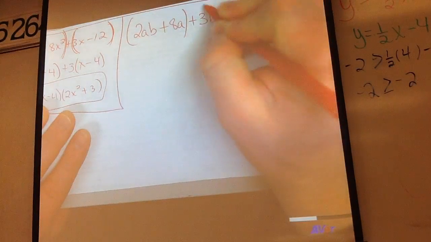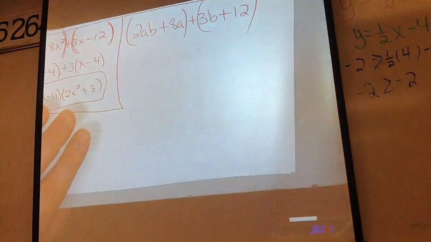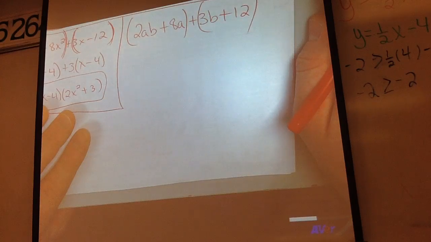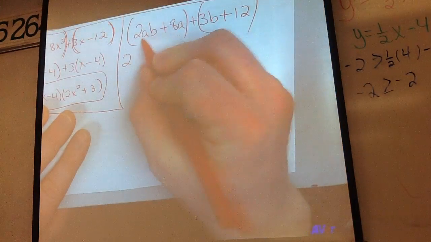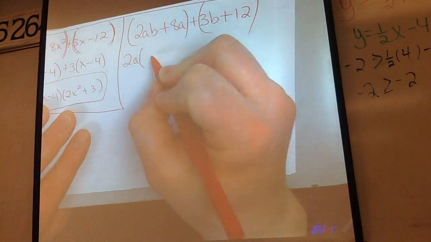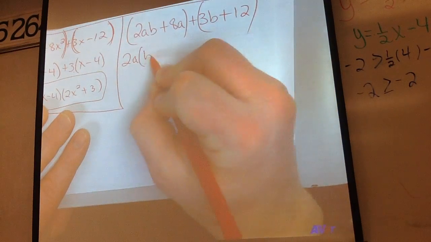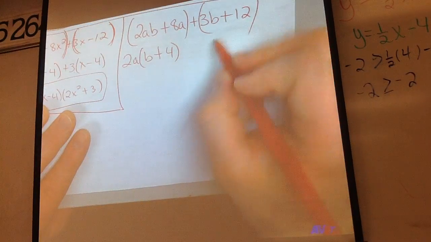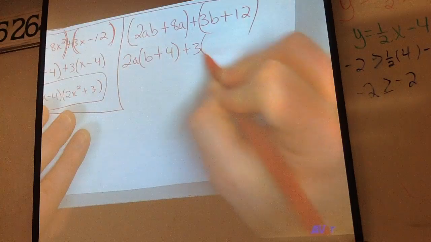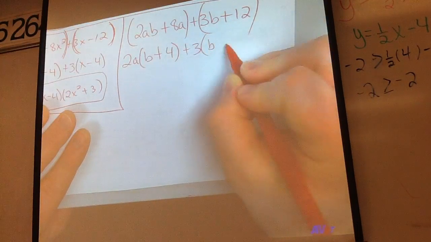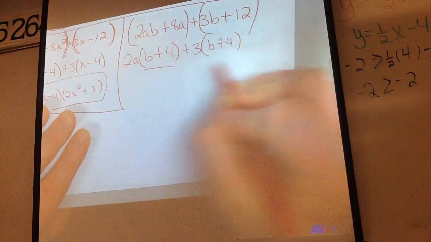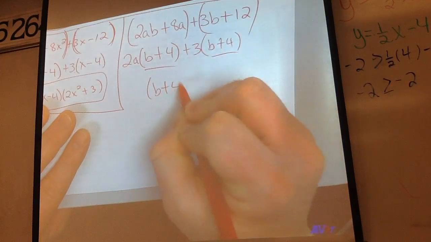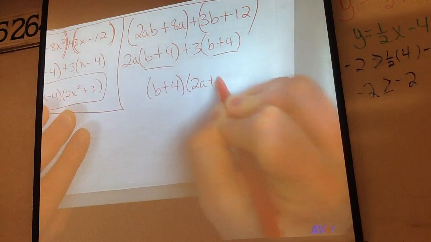Put parentheses here. Here. Pull out what those have in common. 2. Oh, hey, they both have an A. 2A times what gives me 2AB? B. 2A times what gives me 8A? 4. Pull out what those have in common. 3. Positive 3. 3 times B is 3B. 3 times 4 is 12. Oh, hey, look, they match. Boom, done. B plus 4 times 2A plus 3.